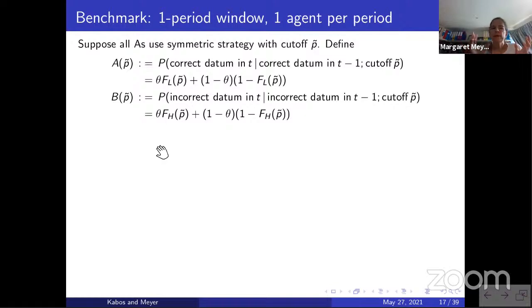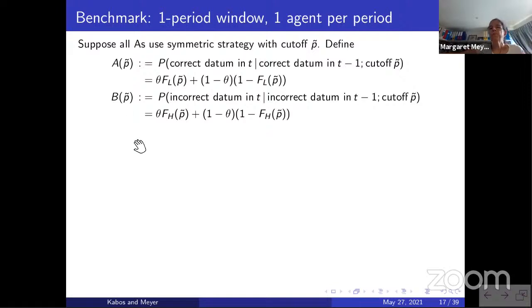So in terms of the mechanics of the model, suppose all agents use a symmetric strategy with a cutoff p tilde. There are two crucial functions which determine the transition probabilities from one state to the next. So A of p tilde is defined to be the probability that the agent acting in period t sees a correct datum generated from the previous period, conditional on his predecessor having seen a correct datum, and conditional on his predecessor having used cutoff p tilde. A of p tilde is just a smooth version of the conditional CDF conditional on the low state, smoothed by the presence of the recording error.